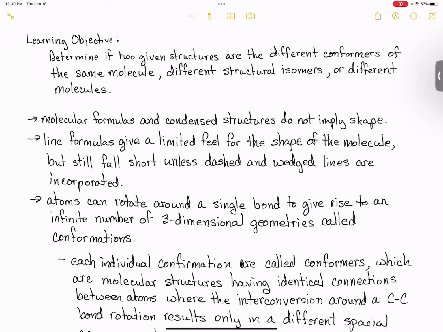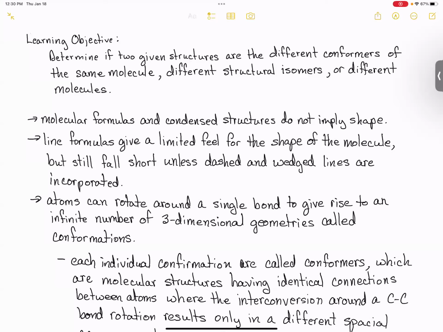Line formulas give a limited feel for the shape of the molecule. If you think about it, the line formulas did show that when you have a carbon-carbon intersection, it does form an angle. So it does start to demonstrate that molecules have shape. But still, line formulas are going to fall short unless you use dashed and wedged lines to indicate whether a bond is coming towards you or going away from you, or whether the bond is in the plane of the paper.